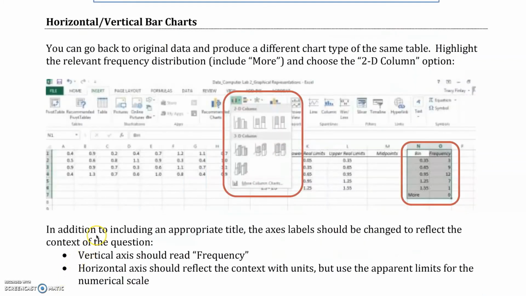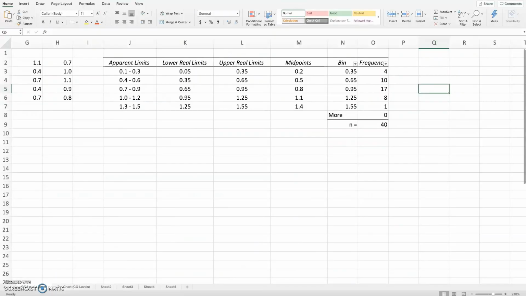So some tips: in addition to including an appropriate title, the axis titles should be changed to reflect the context of the question. Your vertical axis should read frequency, and the horizontal axis should reflect the context as well as units. Use the apparent limits for the numerical scale, as we did in the pie charts, where we changed each of the labels from the bin label to the apparent limits. So let's do that now.